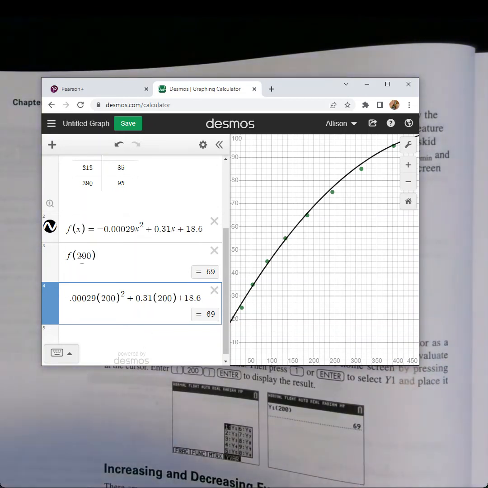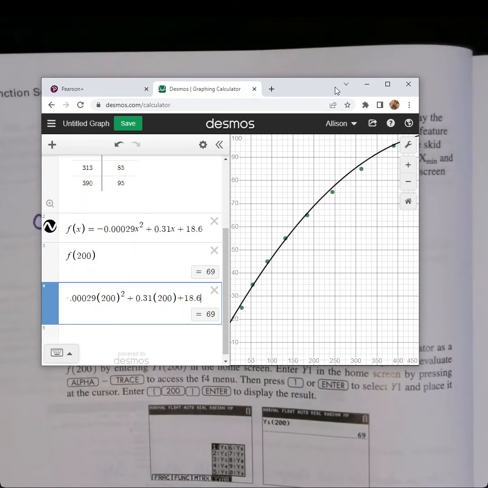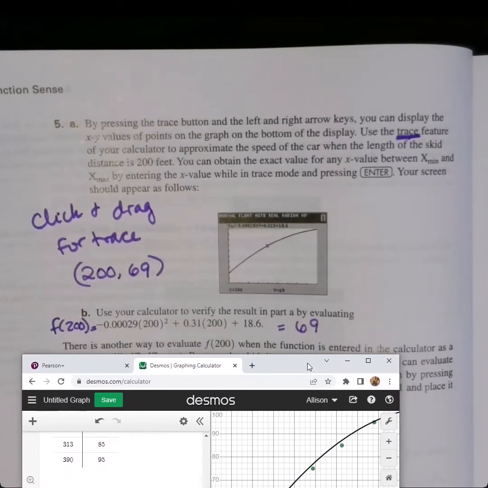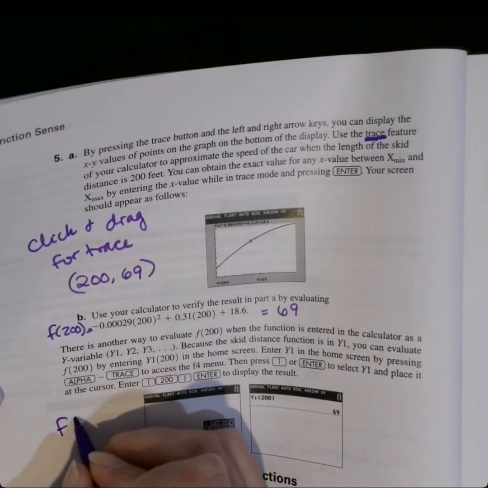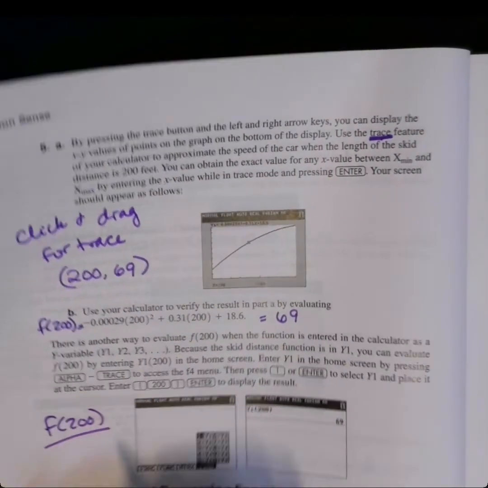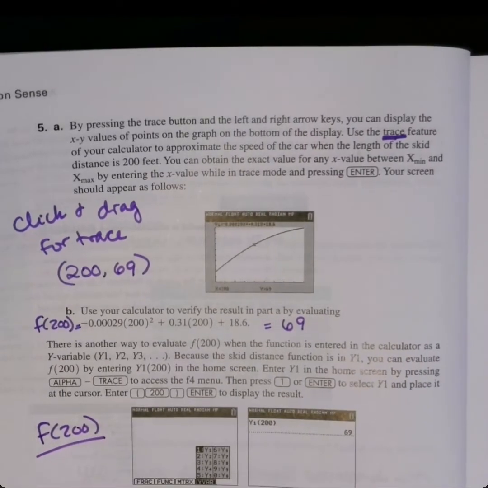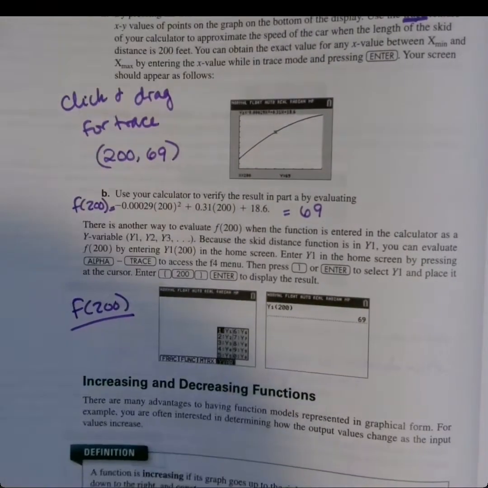So that's what they are doing here last. This second one technically is retyping the function, and then this third one is our evaluation of f of 200. That's the best way, f of 200, the fastest way. There's another way though.